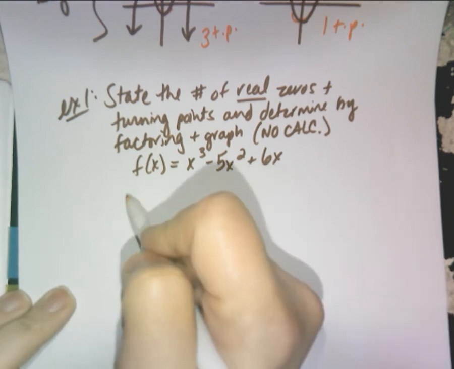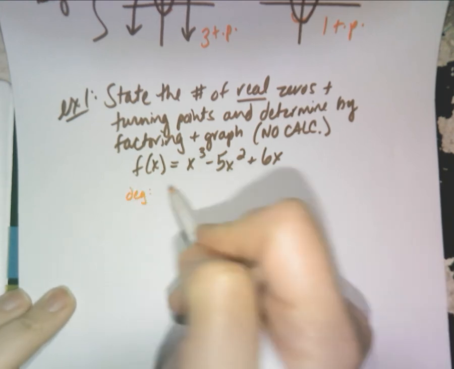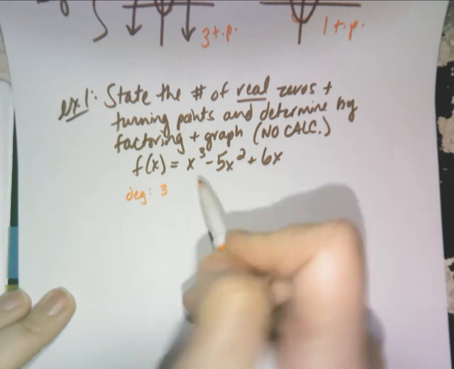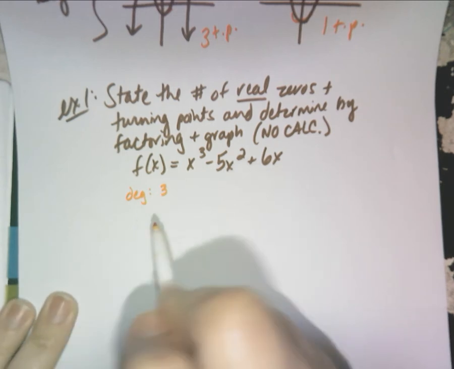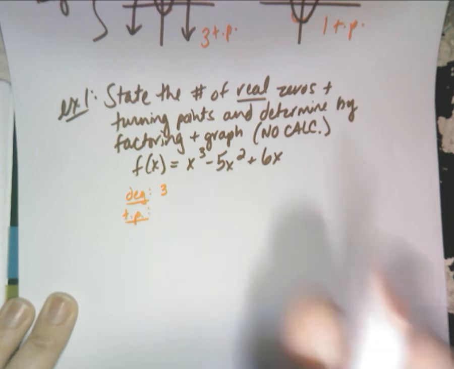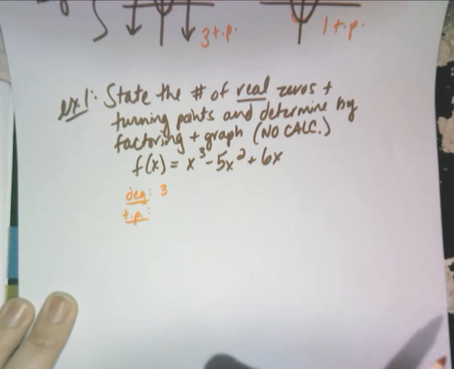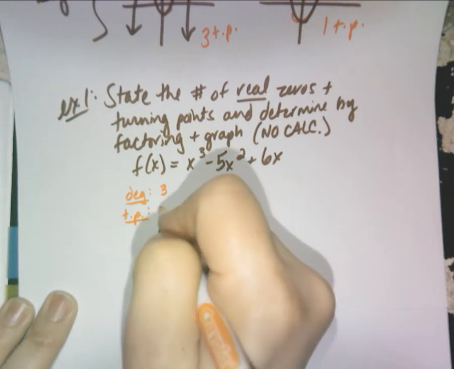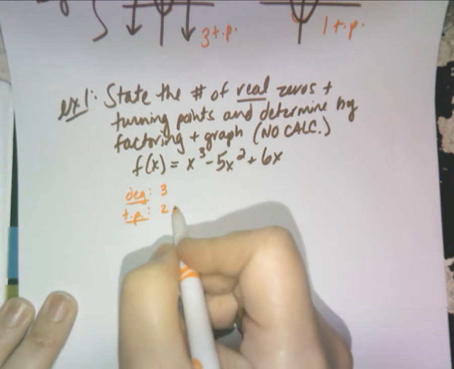First thing I look at is what's the degree of this polynomial? 3, okay? That's going to tell me a lot. First of all, that helps me find out how many turning points it could have, the most turning points it could have. What is the most it could have? 2. 3 minus 1, 2. Okay? So the most it could have is 2.